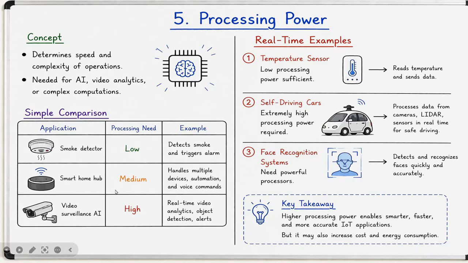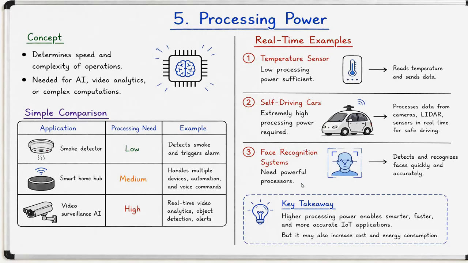And here some real-time examples are the temperature sensor, which has low processing power, and that is sufficient for it; it reads the temperature and sends the data. Low processing power is sufficient for its operation. Then self-driving cars, where extremely high processing power is required. These cars analyze the camera feeds, sensors and surroundings in real time, and they require extremely high processing power for safety and quick decision making.